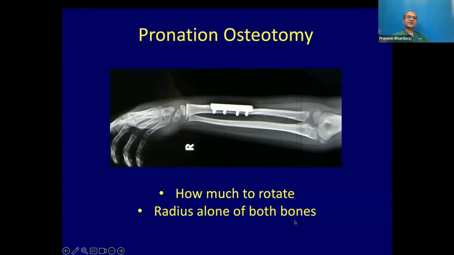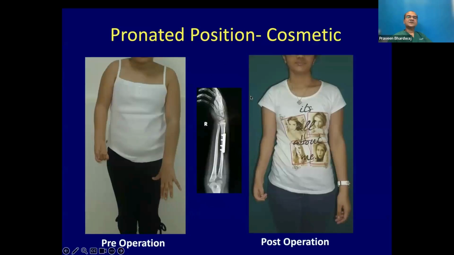We can generally rotate about 120 degrees by doing radius osteotomy alone. You can just add some interosseous membrane release to that. However, if more rotation is required, an ulna osteotomy would also be required in those cases. This is the same patient after the surgery, at about 2 years follow-up.